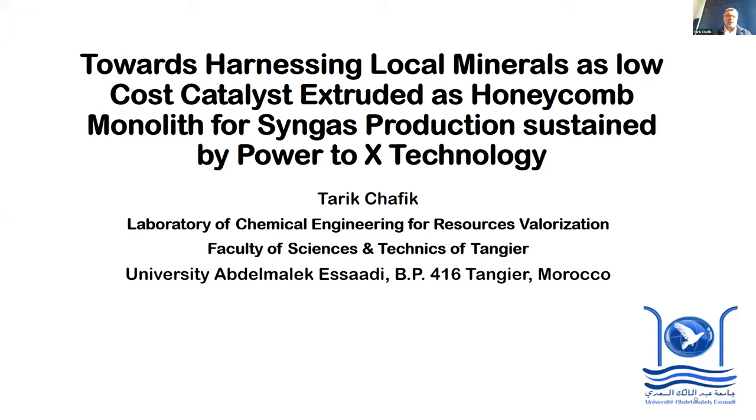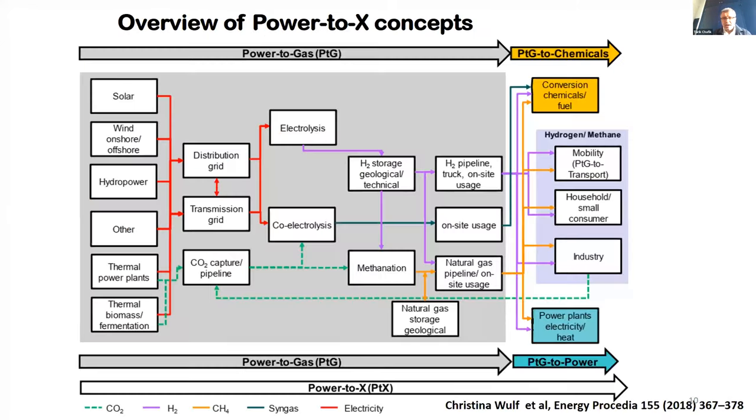And what I'm going to try to show you is how, starting from very valuable local resources, we can make some very interesting catalysts that can be used in this kind of up-to-date technology, the so-called power-to-X. And in this slide, I show you an overview of the different power-to-X concepts. But mainly the one we are interested in involves methane and CO2 as raw materials to make syngas, which can be used to produce other chemicals or also to get power-to-gas-to-power. That means as a raw material, for example, feeding the fuel cells.